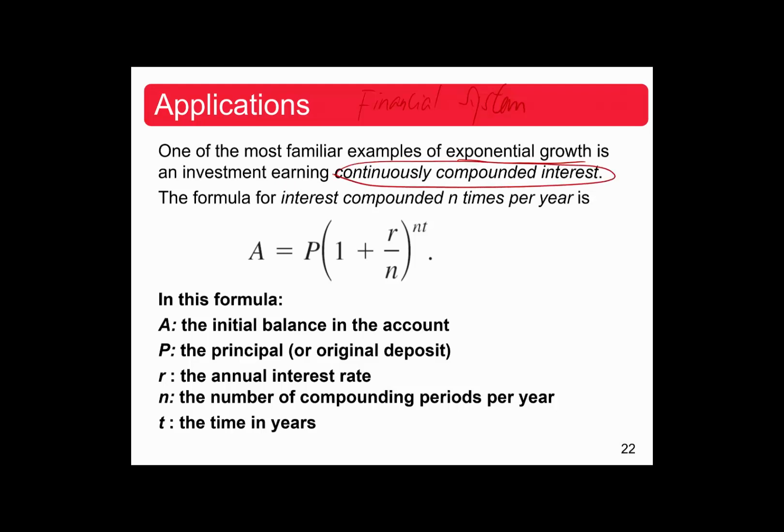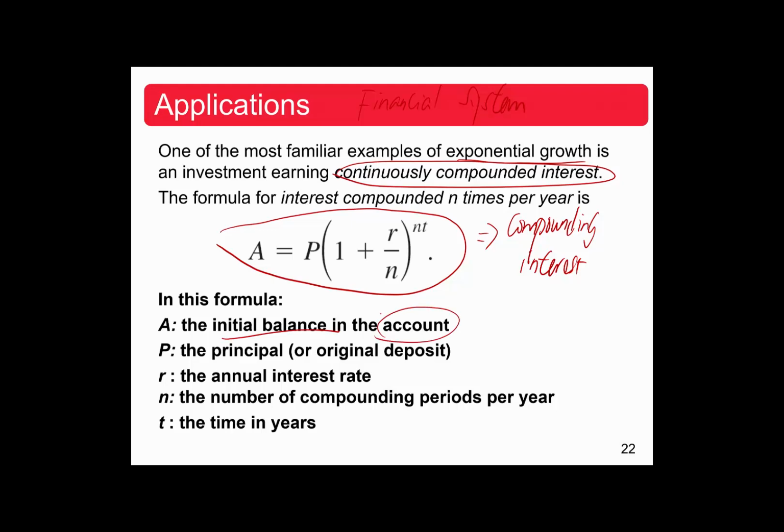The formula for interest compounding n times per year is A equal to P times parenthesis 1 plus r over n, raised to nt. That's the formula for compounding interest. A here is the initial balance in the account. No, it's not the initial balance.